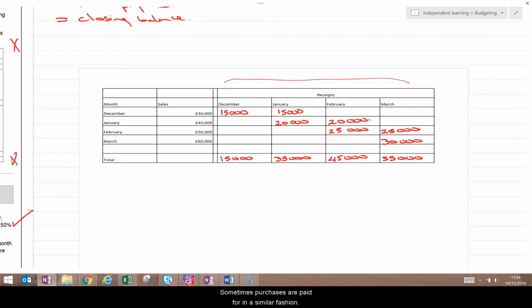Sometimes purchases are paid for in a similar fashion. In that case, draw up another table for your purchases and work out exactly when you will make the payment for the purchase.